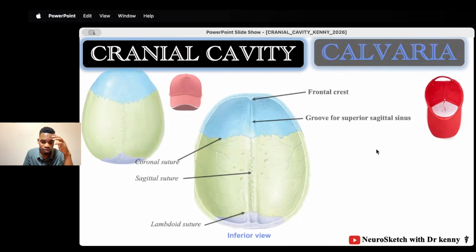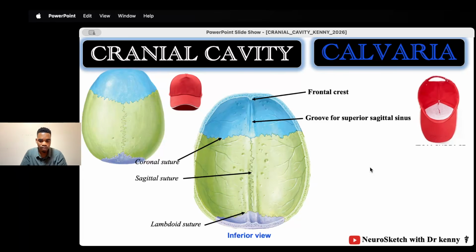All right, now if you flip the calvaria or the skull cap, this is what it looks like inside. This is the inferior view of the cranial vault, or of the calvaria. This is the superior view of the calvaria, this is the inferior view, as if you flipped your cap. The calvaria outside is made up of the frontal bone, the two parietal bones, and the occipital bone.